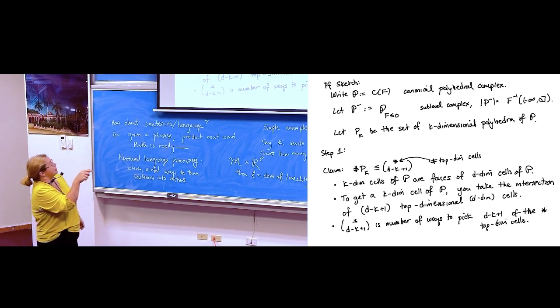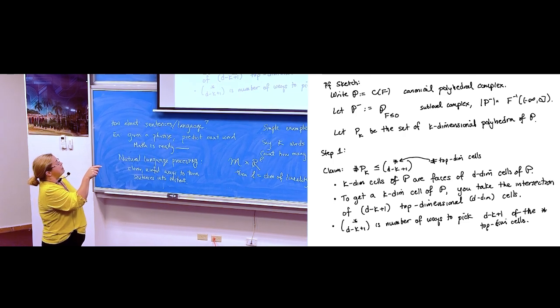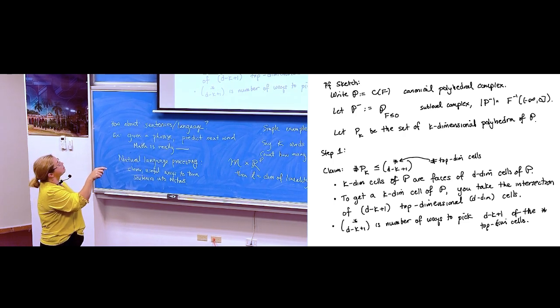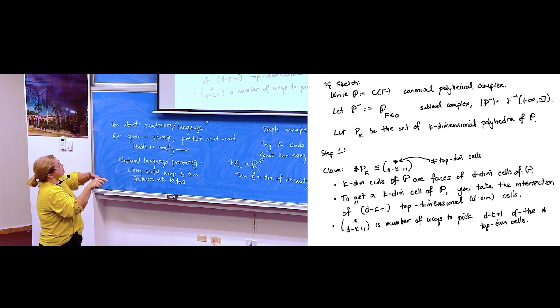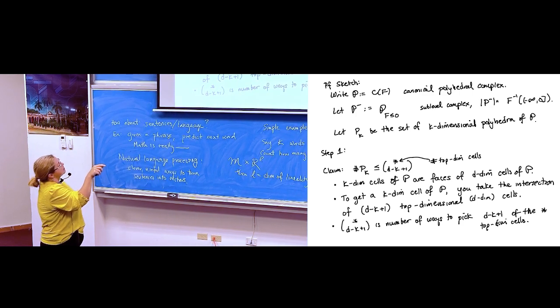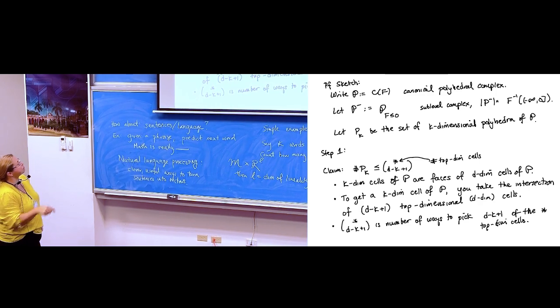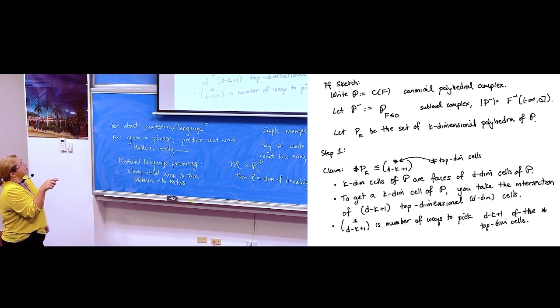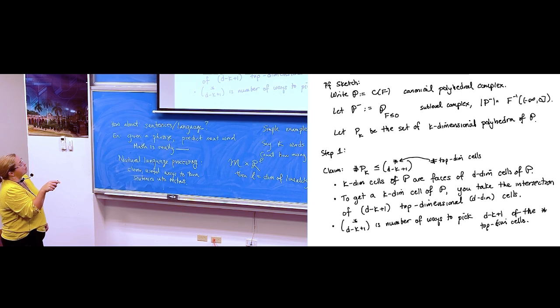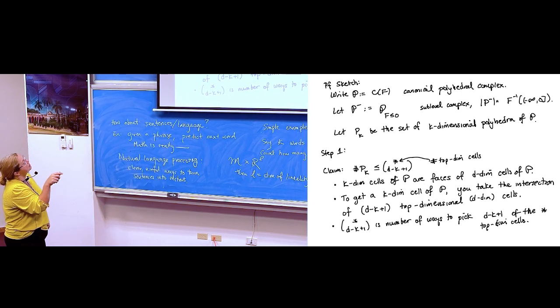So you start with your polyhedral complex. I'll use P because I'm following the notation from the paper. So, the canonical polyhedral complex. And we're looking at sub-level sets defined by threshold 0. So let P negative just be the complex where the function is negative. Let P sub K be the set of k-dimensional polyhedra of P.